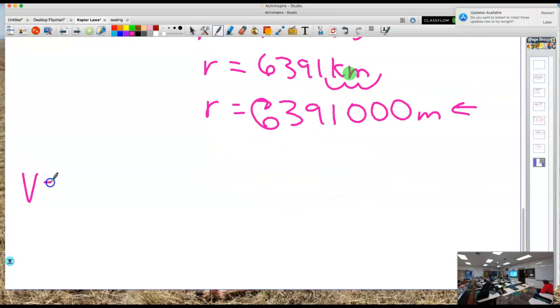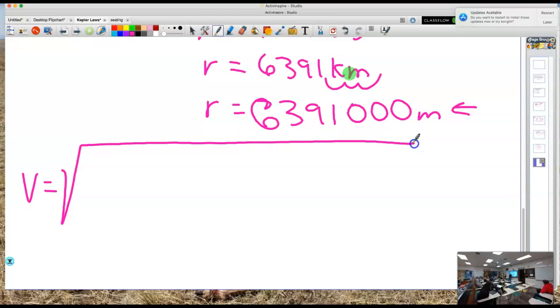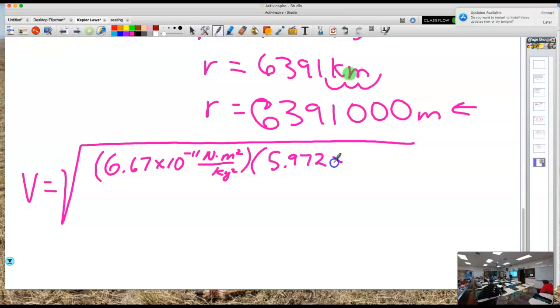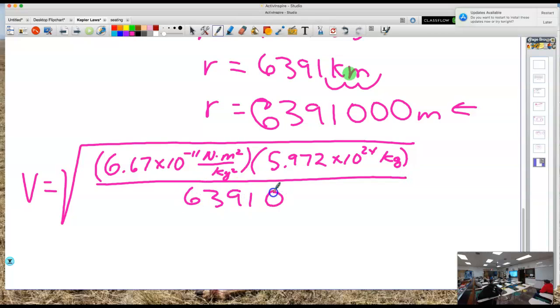So that says V equals the square root of 6.67 times 10 to the negative 11th newtons times meter squared over kilogram squared, times, what was next? G times M, the mass, and that was 5.972 times 10 to the 24th kilograms, all over 6,391,000 meters.